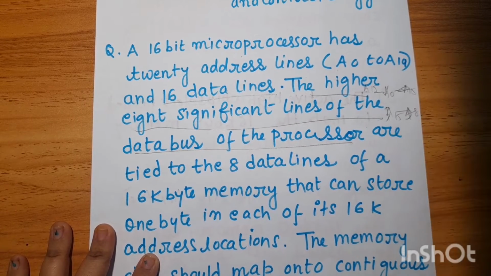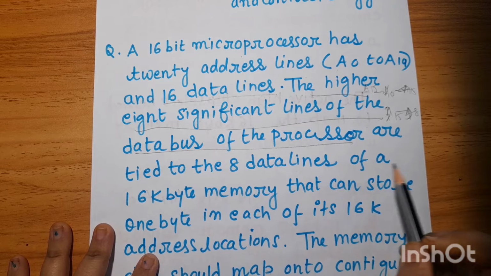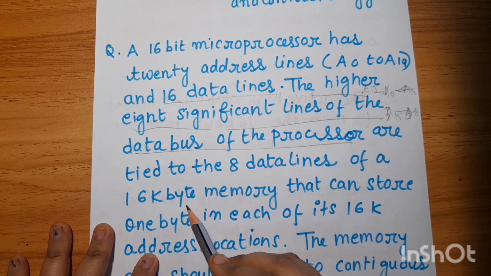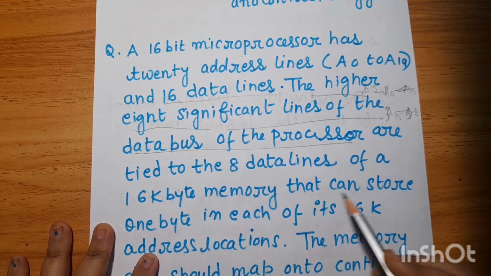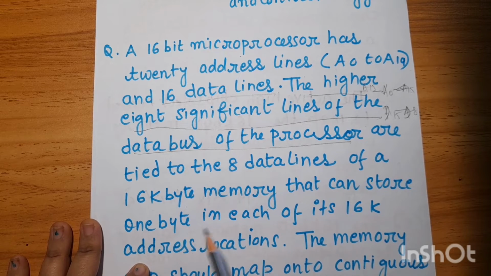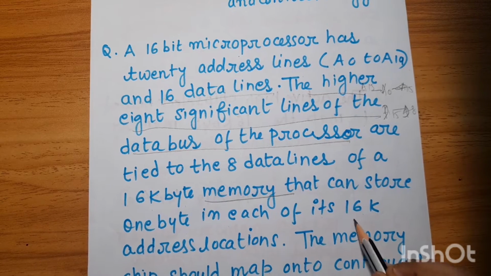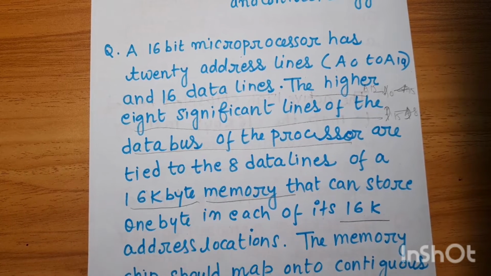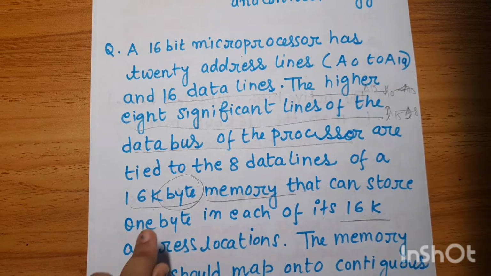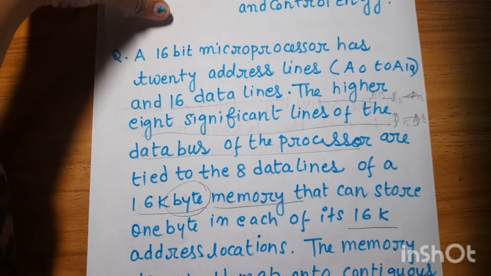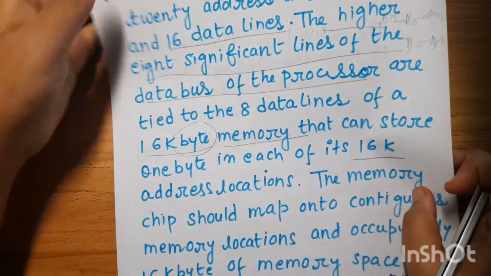D8 to D15 are tied to the data lines of a 16 kilobyte memory that can store 1 byte in each of its 16K address location. What is the storage capacity of the memory? That is 16 kilobytes. The address lines required: there are 16 kilo address locations and each address location is of 8 bits, that is 1 byte, so 8 data lines are required.